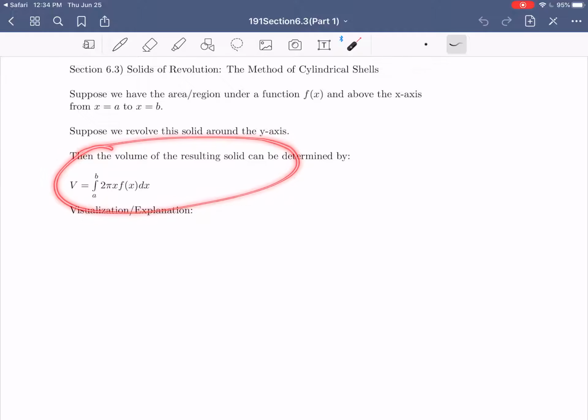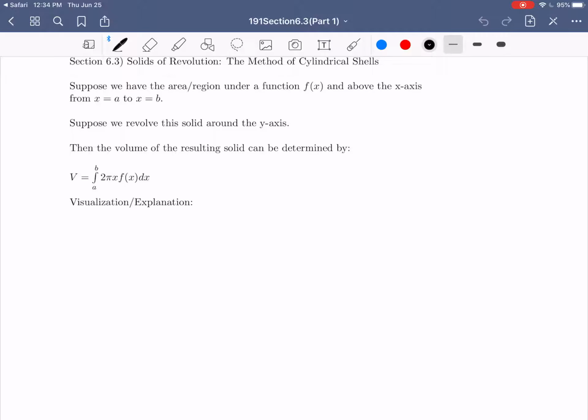Then the statement of the formula for the method of cylindrical shells says that the resulting solid volume can be determined by the integral from a to b of 2 pi x f of x dx. And I'd like to go through and see exactly where this formula comes from. So let's give ourselves a diagram of the situation that we're talking about here.